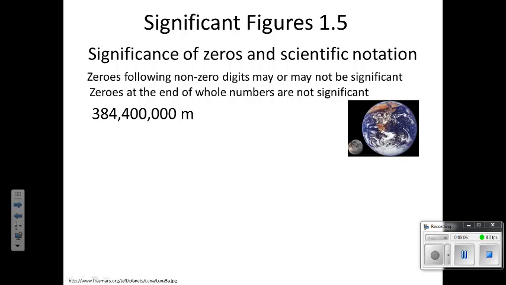If I put this in scientific notation, I would get rid of these zeros by moving the decimal place over from way on the right to between the 3 and the 844. And I did it 8 times, right? So 8 to the left goes up, and in scientific notation, I would get rid of those 5 zeros because they're not significant.